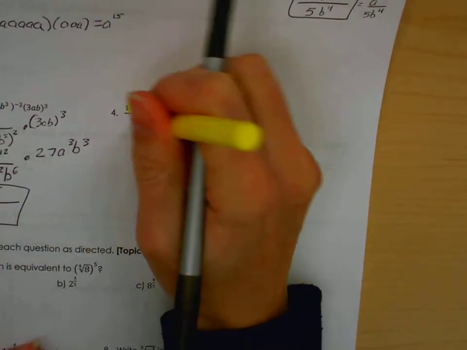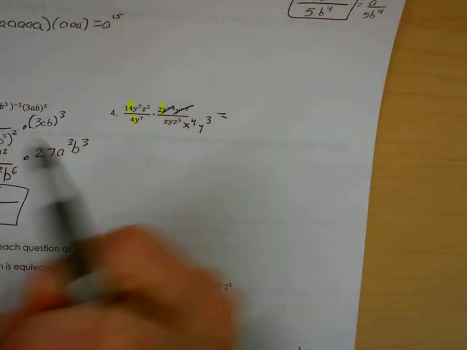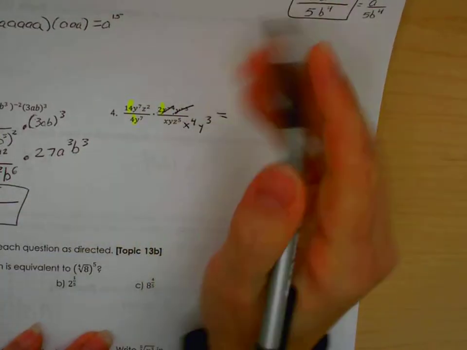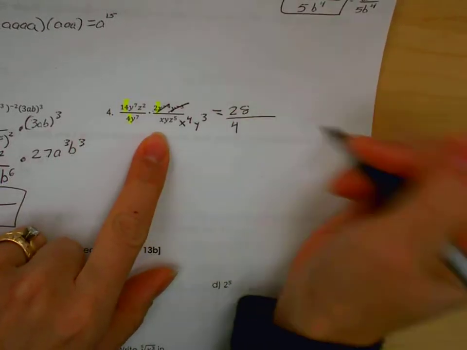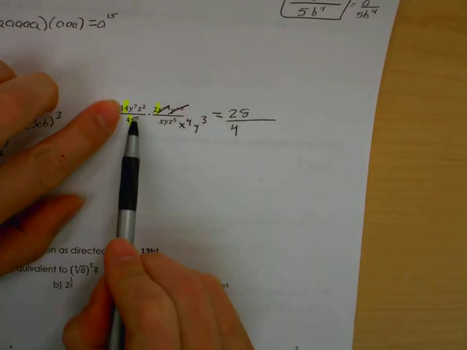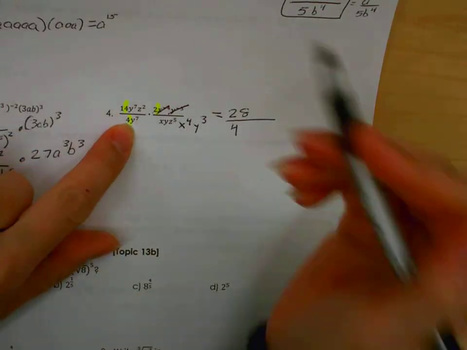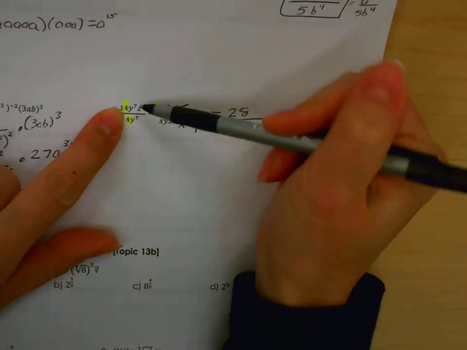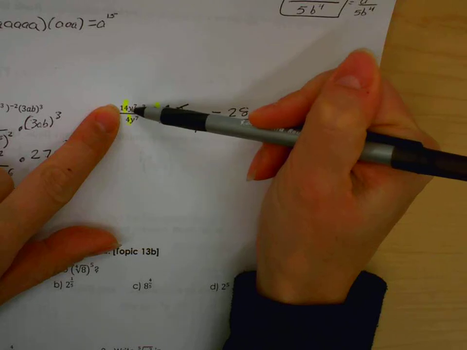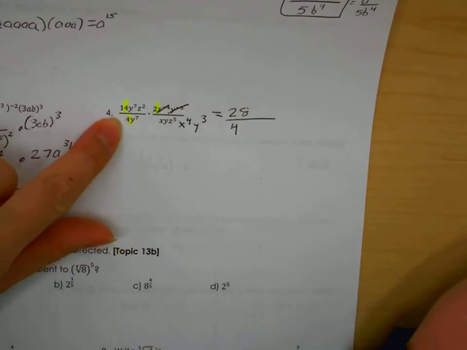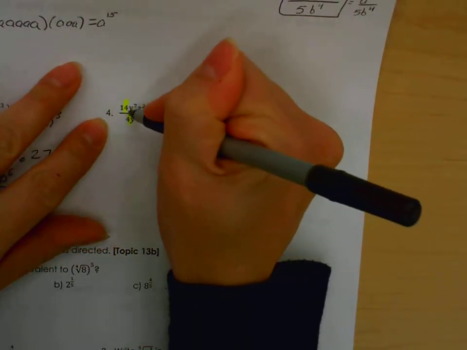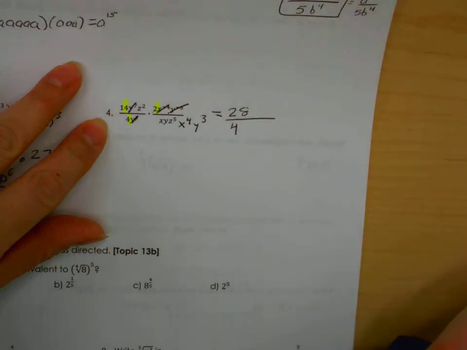All right, now I'm going to multiply my number parts. I've got 14, 4, and 2. So 14 times 2 is 28, and then I have a 4 on the bottom. All right, so here I actually have the same thing on the top and the bottom. I have y to the 7th and y to the 7th. And again, there's multiple ways to do this problem. I'm going to cross this out. If you have the same thing on the top and the same thing on the bottom of a fraction, they cancel. So those are gone.